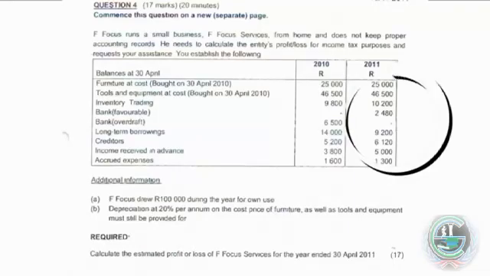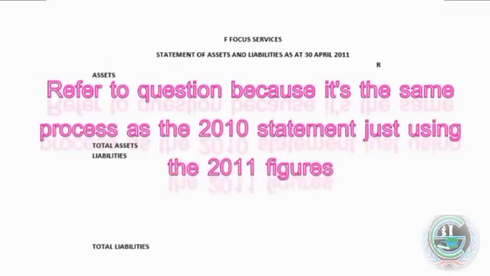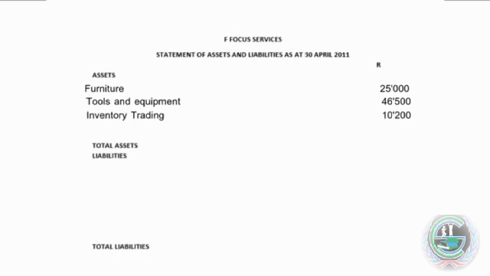Now, let's prepare the current year. Statement of assets and liabilities as at 30 April 2011. Let's begin with the assets. Under assets, furniture to the value of 25,000 Rand, tools and equipment to the value of 46,500 Rand, inventory to the value of 10,200 Rand, and bank favorable to the value of 2,480 Rand. Let's total up the assets, 84,180 Rand. Moving on to liabilities.